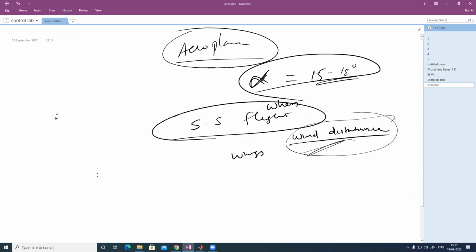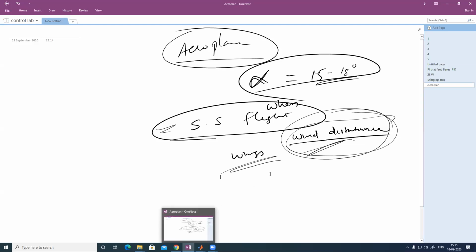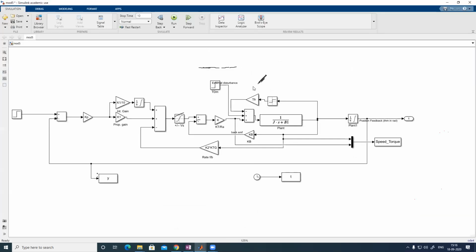Steady flight means it will not move up and down. But when the disturbance comes, it has to go to some modes, like the phugoidal mode that you are studying, that you know better than me. So that is called external disturbance. That is one example. The external disturbance coming here is modeled as 10% of maximum load.